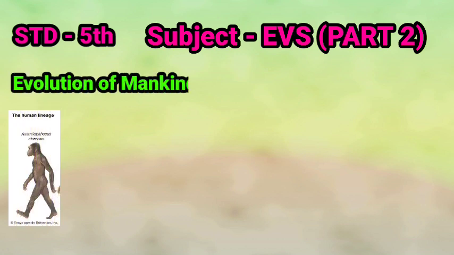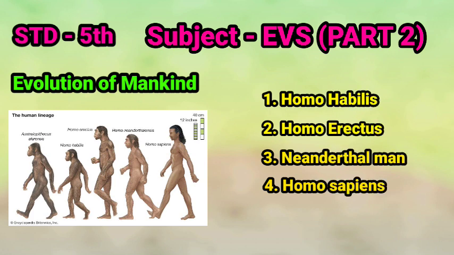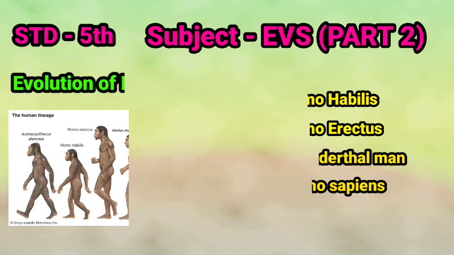Standard 5th EVS Part 2. Children, in the previous lesson we studied the stages of evolution of mankind. We learned how human evolution took place in all these stages. And now we will introduce the tools created by man during this evolution period in this lesson.